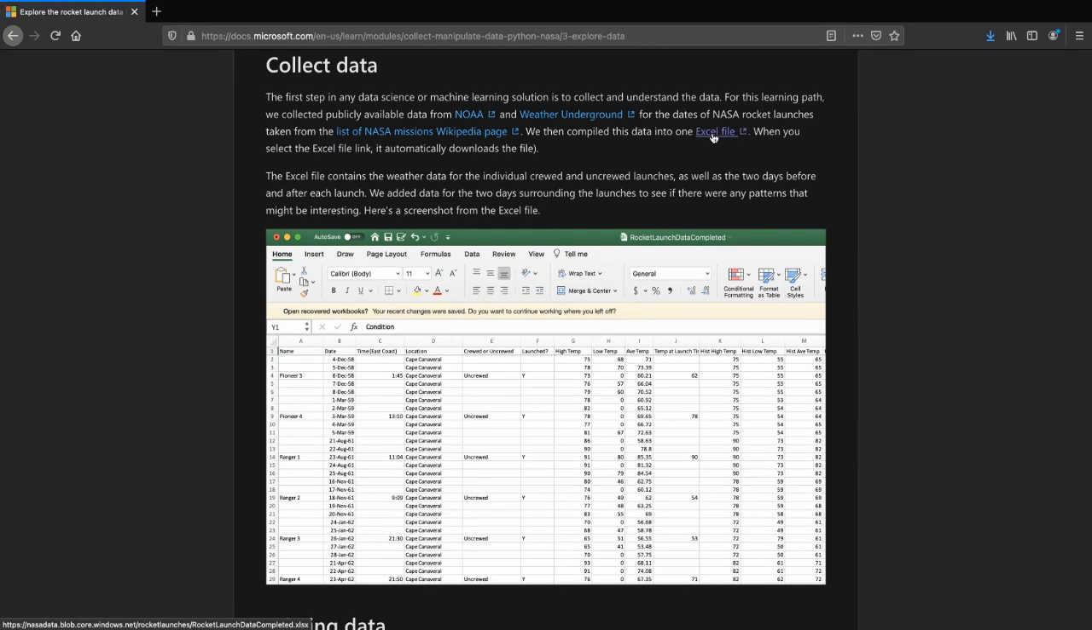This is a set of values where the Microsoft Reactor team has gone through and collected some data from NOAA and the Weather Underground, and then launch information collected from Wikipedia. So they've gone through and presented this for you. Normally, somebody in your data engineering, data collection process would have had to do that for you. So that's being handled in this case.